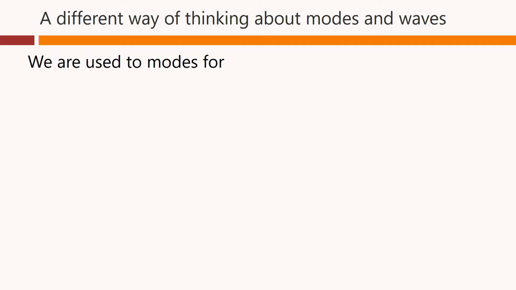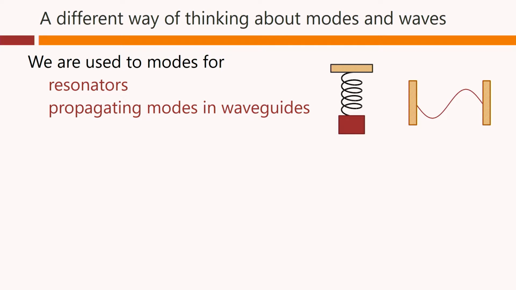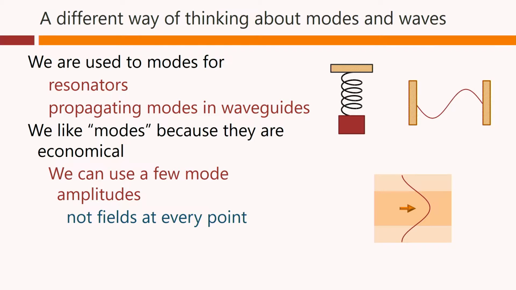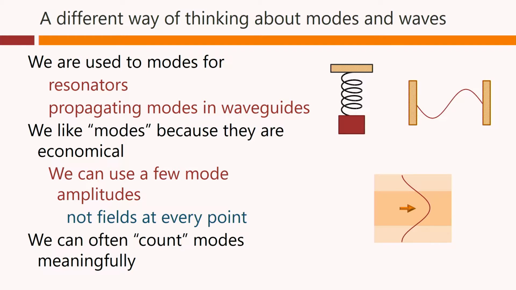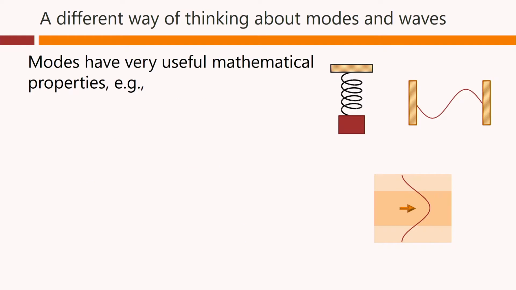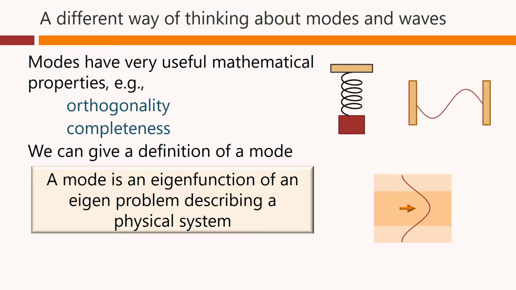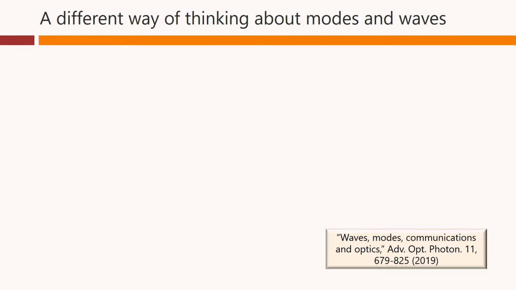We are used to modes for resonators and for propagating modes in waveguides. We like modes because they are economical. We can use a few mode amplitudes, not fields at every point, and we can often count modes meaningfully. Modes have very useful mathematical properties, for example, orthogonality and completeness. And we can give a definition of a mode. A mode is an eigenfunction of an eigenproblem describing a physical system.